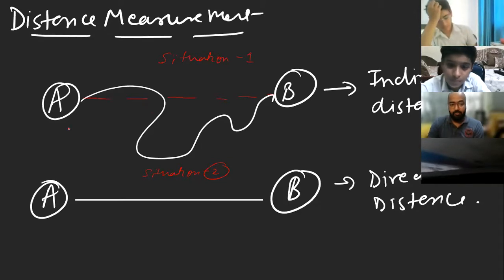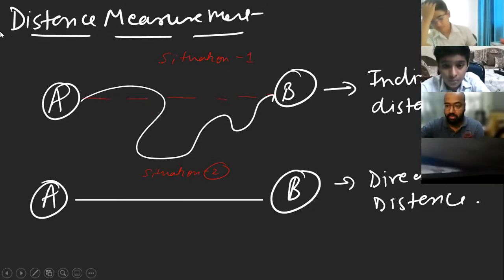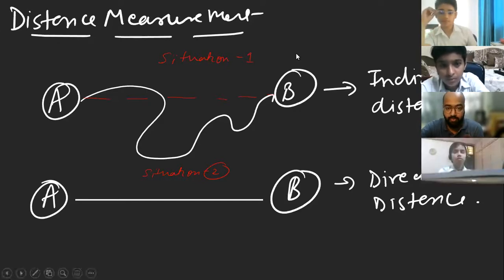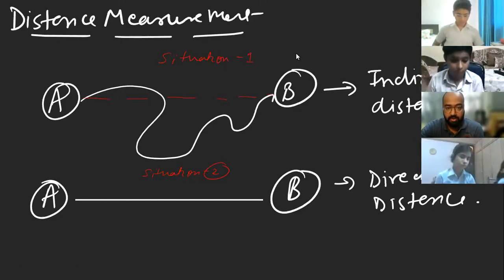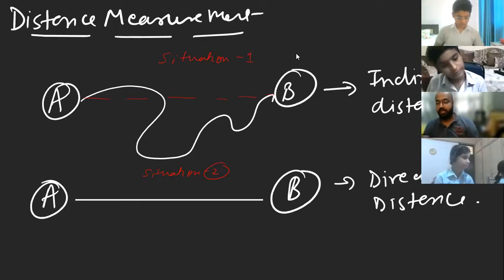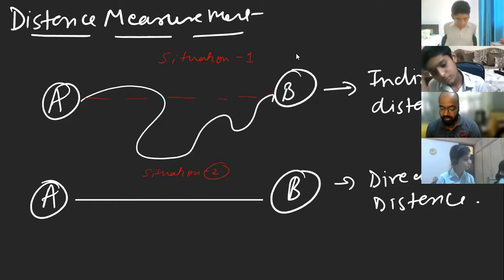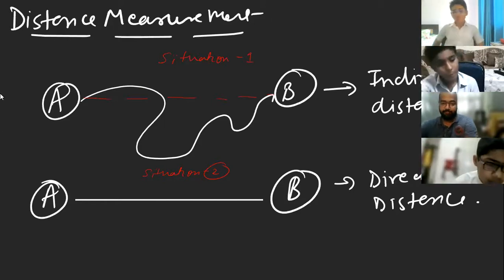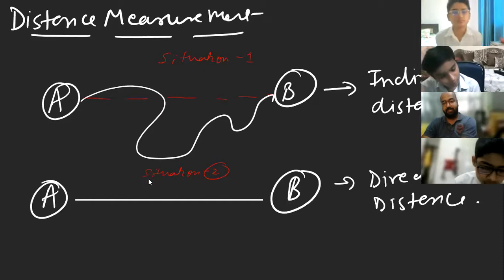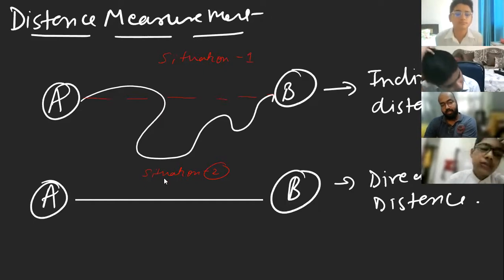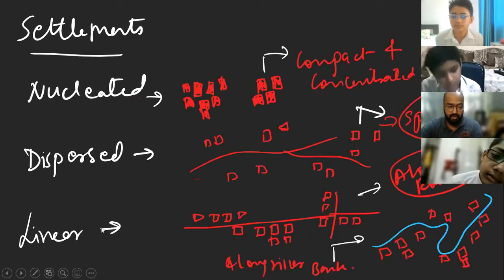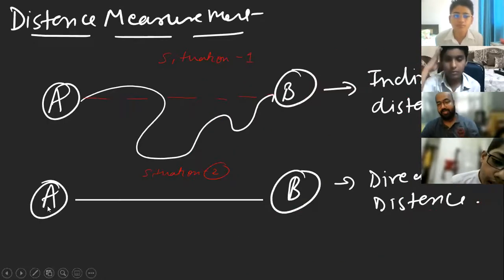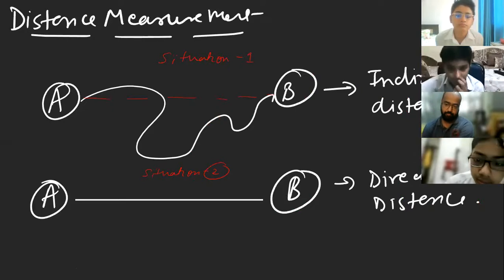Now, if you check your book, you will find that there are 2 methods given. One is to calculate the direct distance and one is to calculate the indirect distance. Direct distance is quite easy. We are talking about situation 2 first. For a direct distance, you can use a scale, or you can use a thread, right?